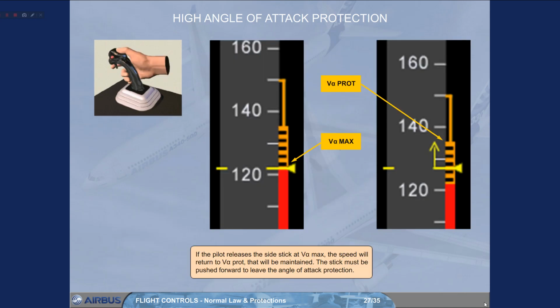If the pilot releases the side stick at V alpha max, the speed will return to V alpha prot, which will be maintained. The stick must be pushed forward to leave the angle of attack protection.